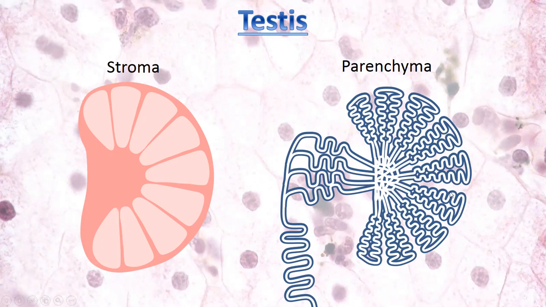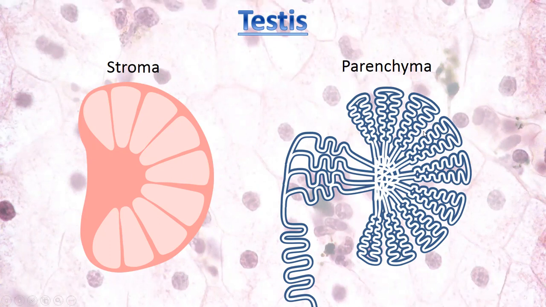So the testis is a parenchymal organ. It has parenchyma and stroma. Stroma is the non-specific and supporting part, and parenchyma is the specific part of the organ which provides specific functions. But parenchyma cannot exist without stroma. Stroma is a filler of the testis. It maintains structures of the testis and helps to provide functions of the testis.